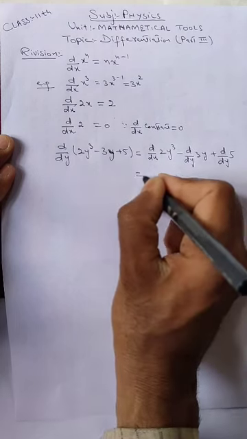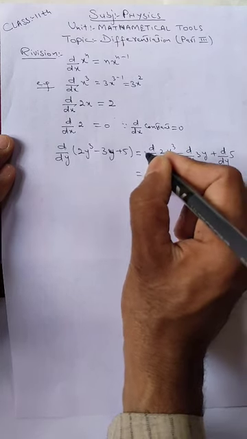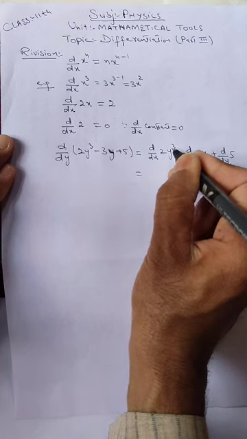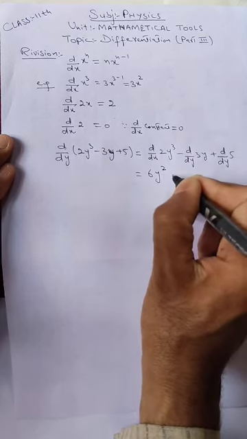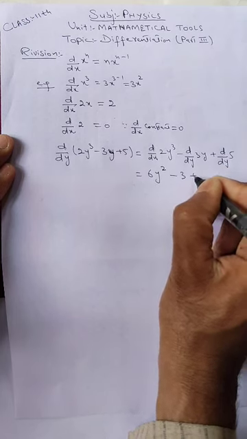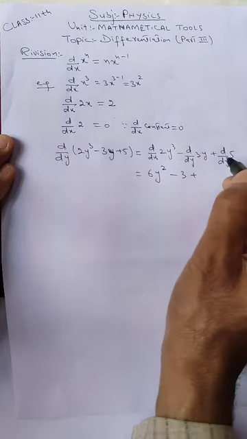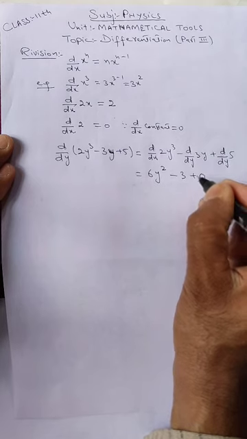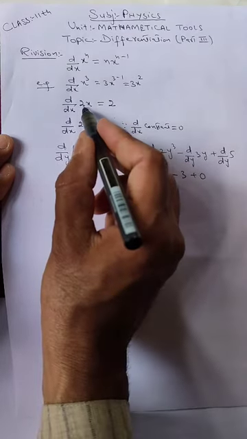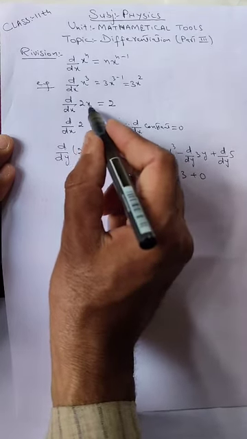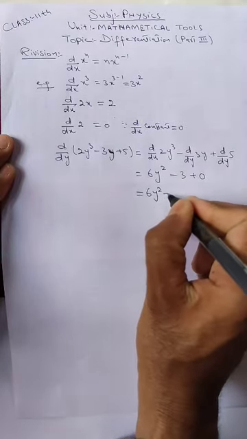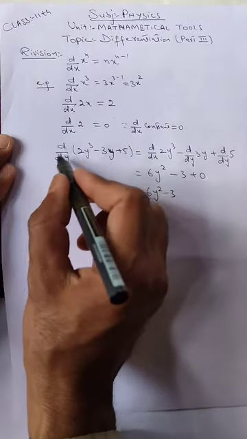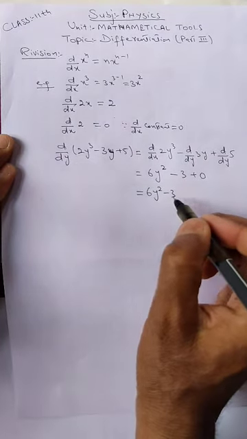Okay, so by solving this, 2 comes out, then using the formula nx^(n-1), it will come to be 6y^2. Minus, it will come only 3, plus the differentiation of the constant term, which we observed is 0. Which we saw in the previous class. So what will be the result? It is 6y^2 minus 3. So the differentiation of this whole term is equal to 6y^2 minus 3.